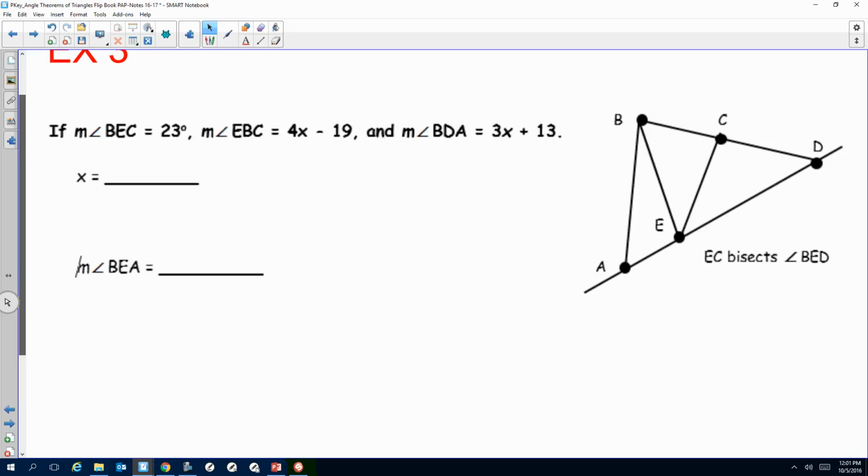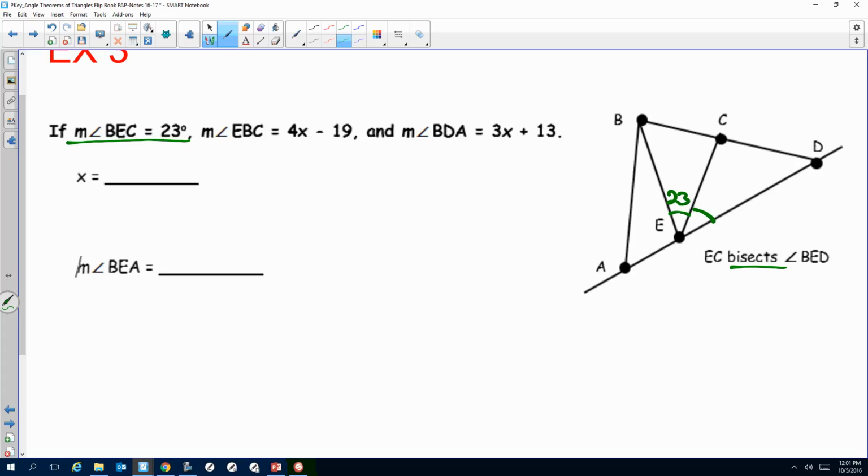Okay, this is really where we're going to start embodying everything, spiraling multiple skills into one problem. One of the things that's important is knowing that EC bisects angle BED. So I'm going to mark that in the diagram to show that it's bisecting. I'm going to add the arcs. And because they told me the measure of angle BEC is 23, I'm going to label it in there.